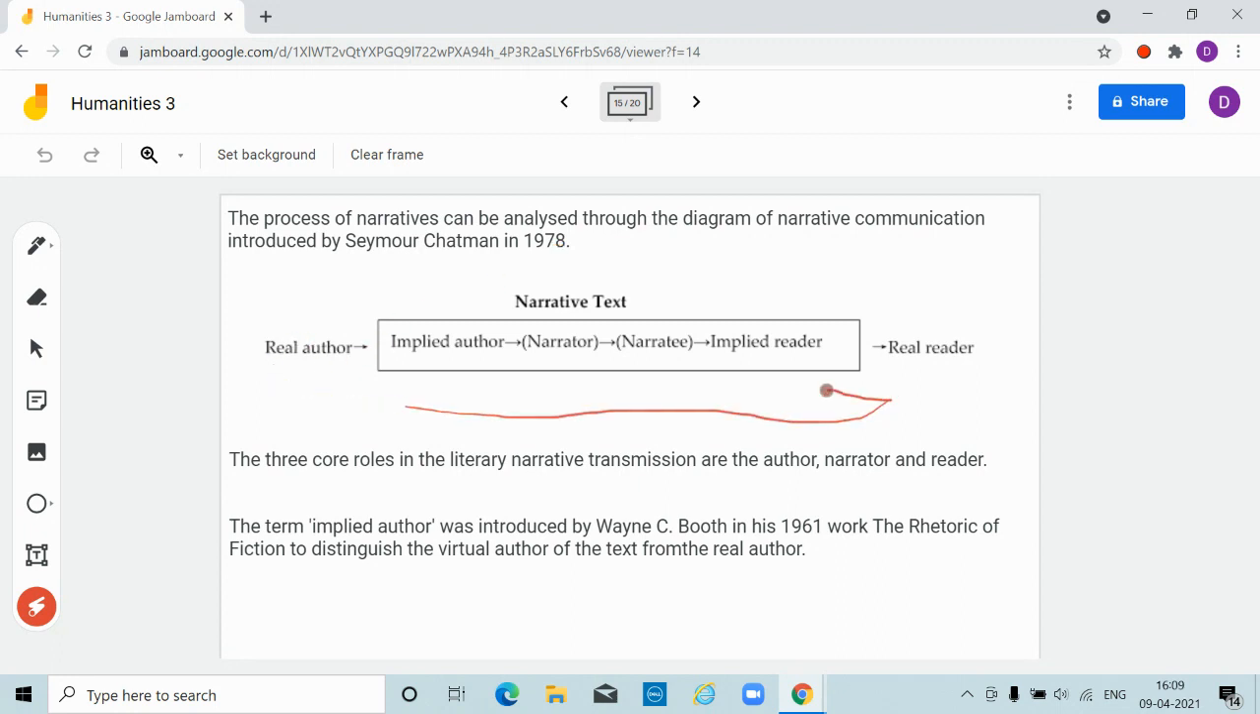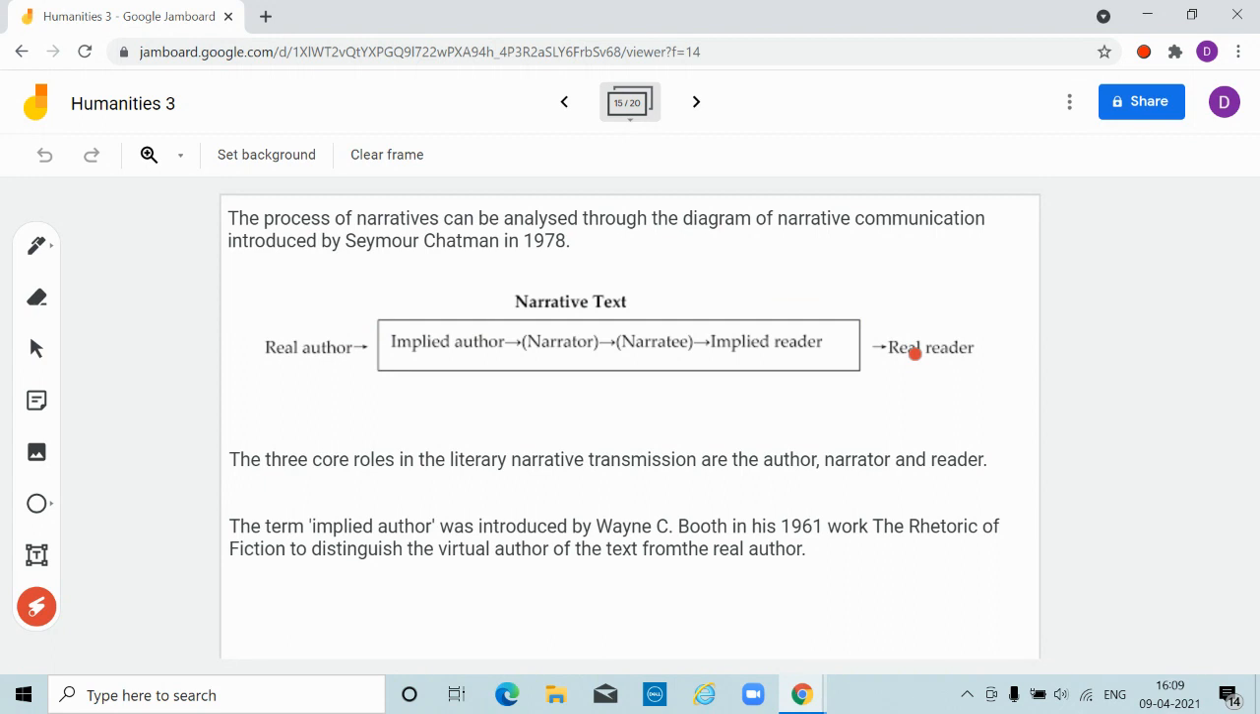Let's take a look at the diagram. Now, there's a real author and there's a real reader. These two things, the real author, the real reader, and the material that connects the author and the reader, that is the narrative text. These three things are real. The narrative text is the common thing that binds the author and the reader, that brings them together.